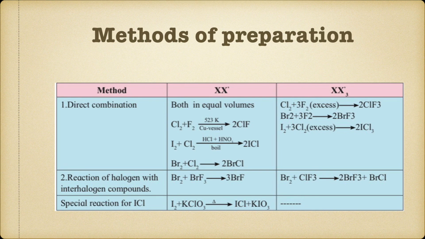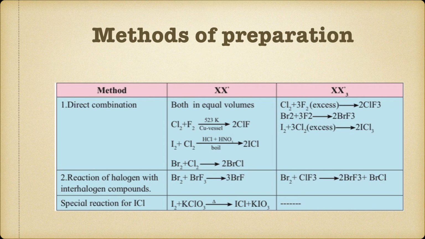monochloride. Okay, so the next type XX'3, it is also done by direct combination, but one of the things is taken in excess. Okay, so Cl2, over here fluorine is taken in excess, so I'll get the compound as what? ClF3. Next one, Br2, and over here again fluorine is taken in excess, I'll get the compound as BrF3. Next reaction, I2 and Cl2, over here chlorine is taken in excess, so I'll get the compound as ICl3.